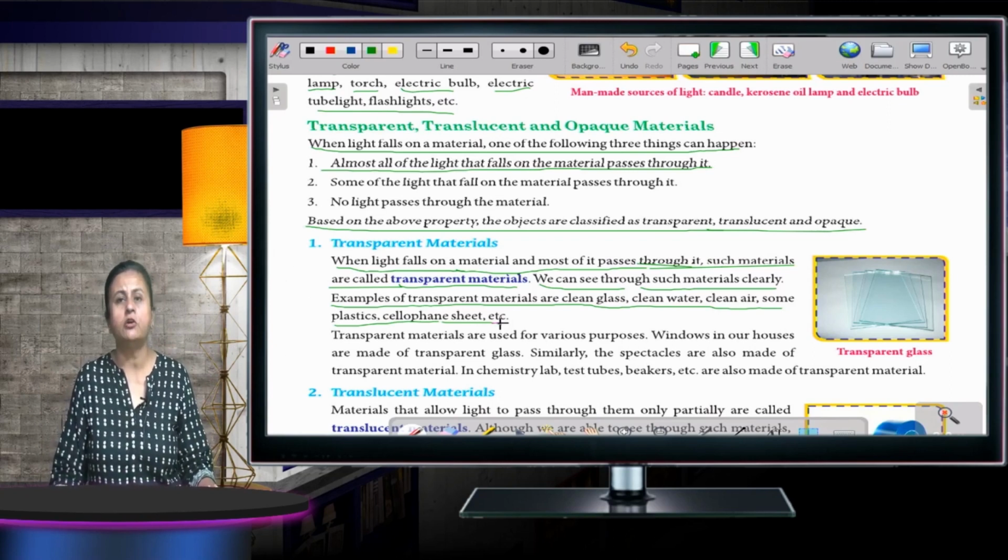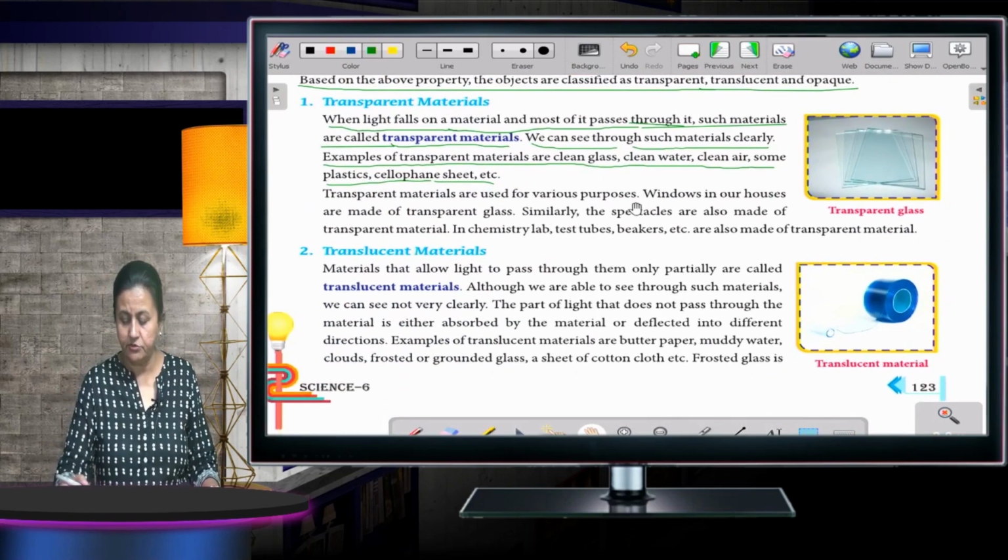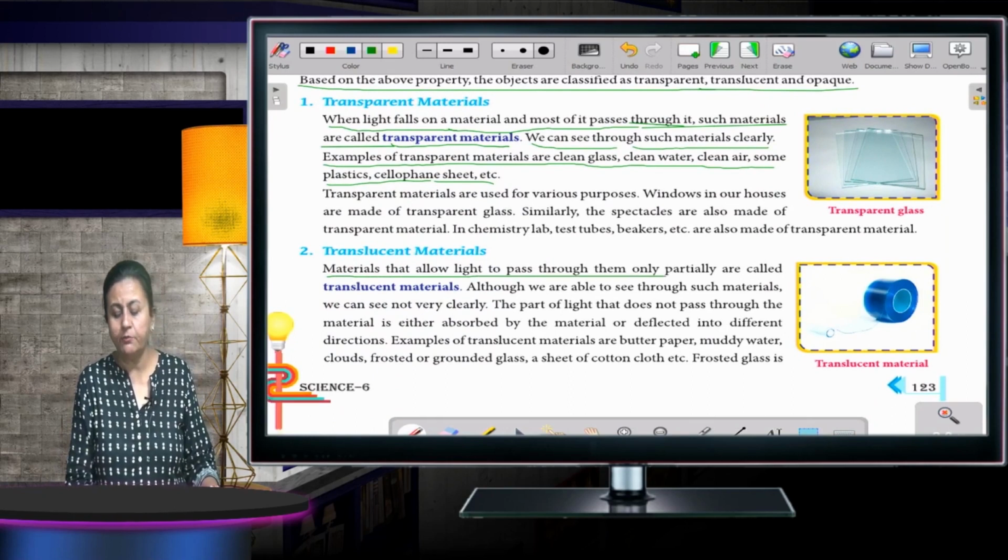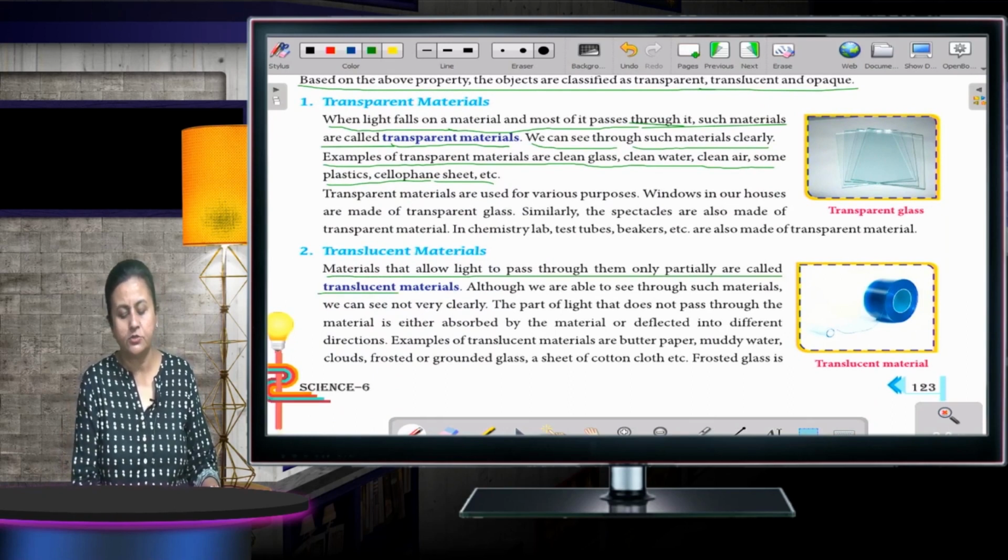Now, if I talk about translucent materials, what are translucent materials, children? Materials that allow light to pass through them only partially are called translucent materials.